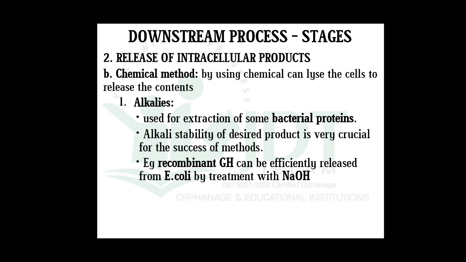Now coming to the chemical methods of release of intracellular products, we use different chemicals. The first one is alkali. Alkalis are mainly used for the extraction of bacterial proteins. Alkali stability of the desired product is very crucial for the success of this method. An example of a product which can be released using alkalis is recombinant growth hormone, which can be efficiently released from E. coli by treatment with NaOH.